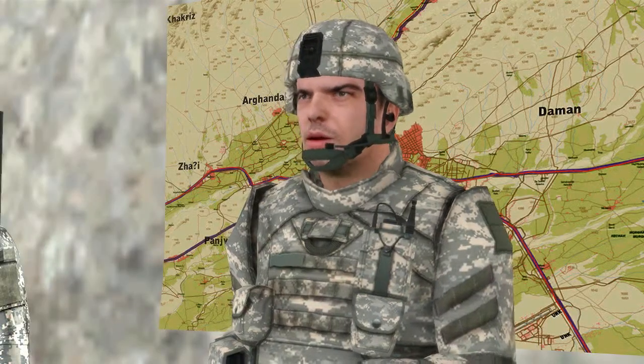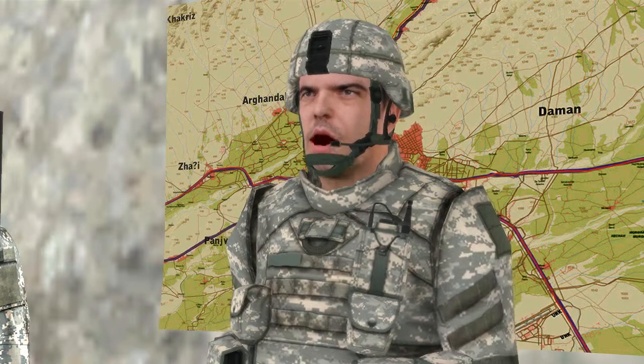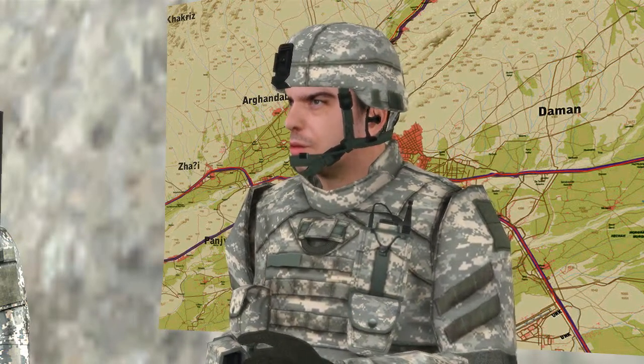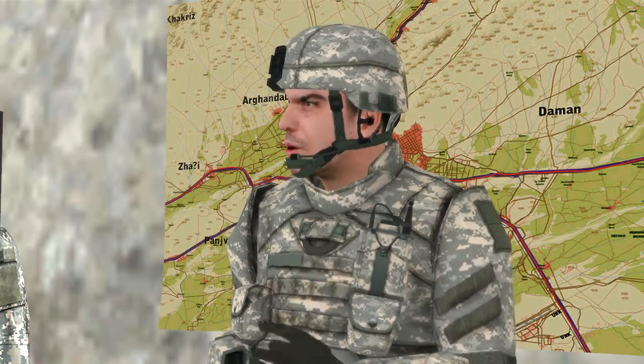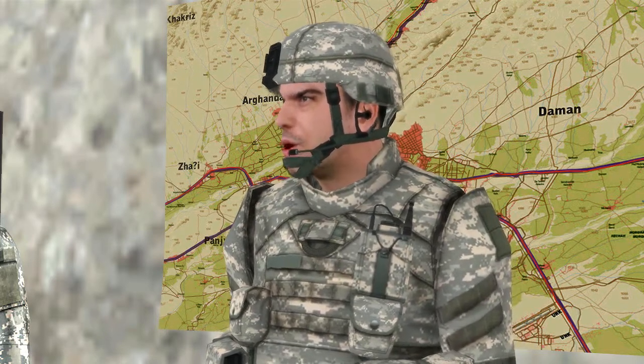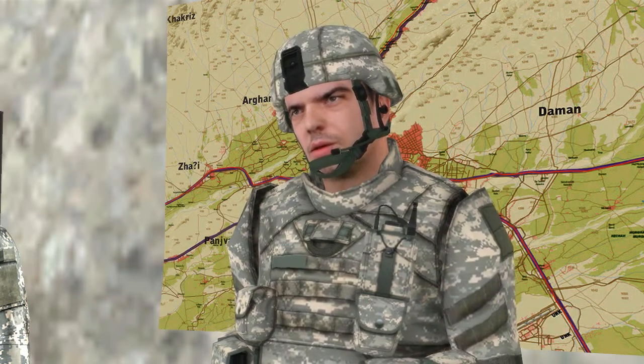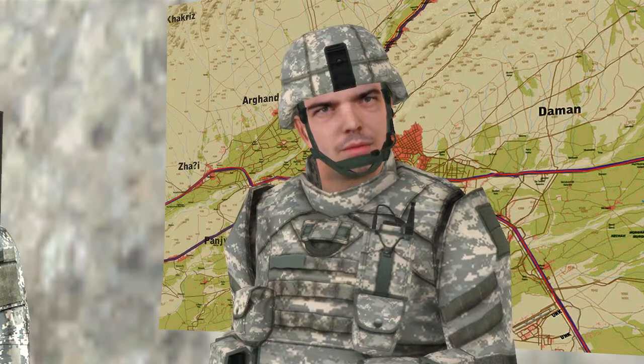Our route will be up MSR Arizona. Our convoy speed will be 30 miles per hour, catch-up speed 35 miles per hour. Intervals are 100 meters on the highway, 50 to 75 meters in urban areas. All battle drills and actions on contact will be conducted in accordance with our unit SOP.